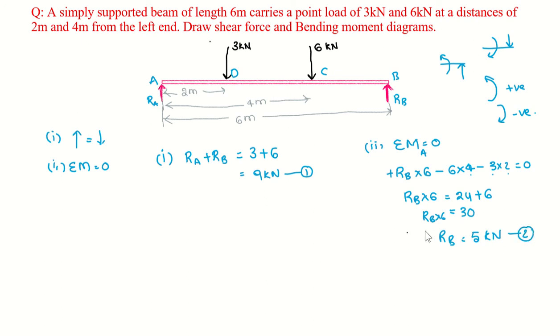Let us substitute equation number 2 in 1. So RA plus, in place of RB, I will substitute 5 kilonewton, is equal to 9. So RA we get as 4 kilonewton. So the reaction shown by support A is 4 kilonewton, and the reaction shown by support B is 5 kilonewton. So that is about the reactions. Now we shall find out the shear forces.